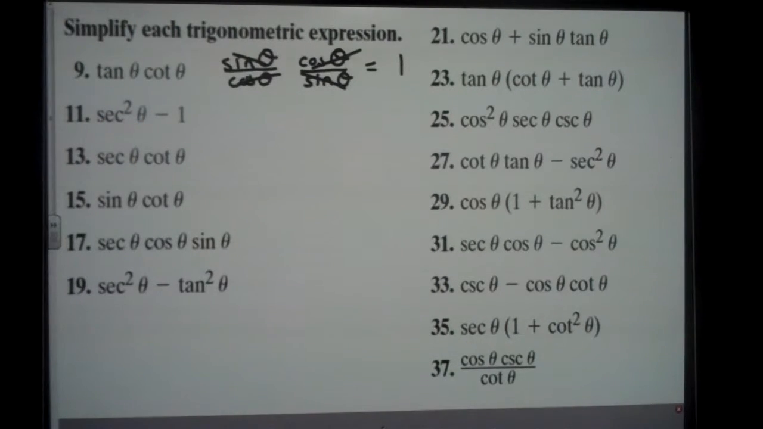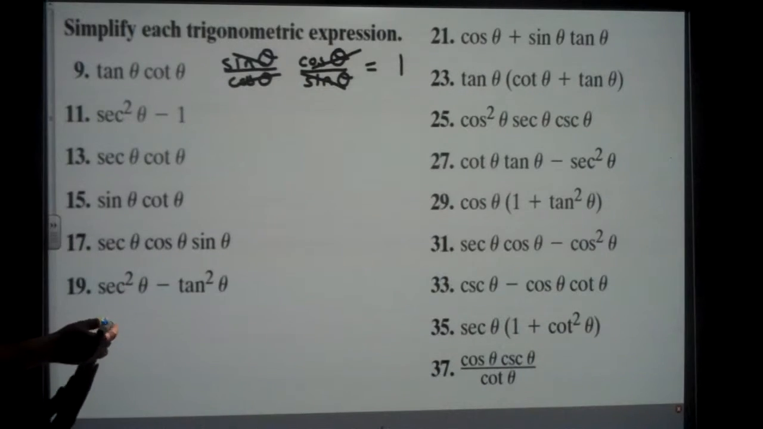Secant squared minus 1. Now we saw an identity that involved secant squared, and it was secant squared plus 1 equals tan squared. So we might be able to use that one as well, possibly on things like that one. Certainly ones like this, we can just go ahead and substitute in our initial definitions. Secant squared minus tan squared.